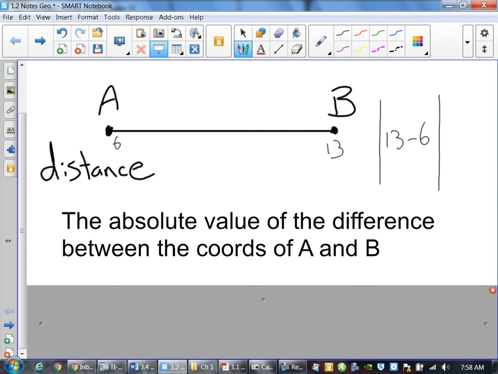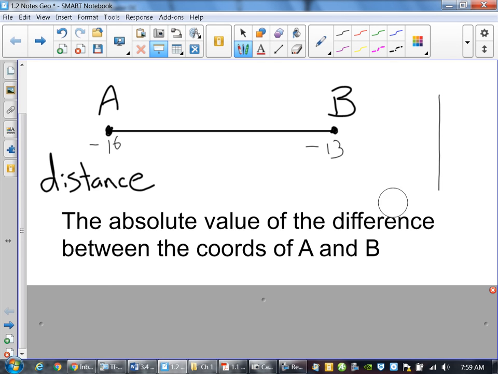Thank you. So what happens here is that things might change themselves up, and this is where students tend to get a little messy. What happens if this is negative 16 and this is negative 13? How do you set that up? Well, in your calculator, or just by hand, you would be doing negative 13 minus the negative 16. And you just press buttons. Your distances will always be positive, okay? It's not a really big deal.